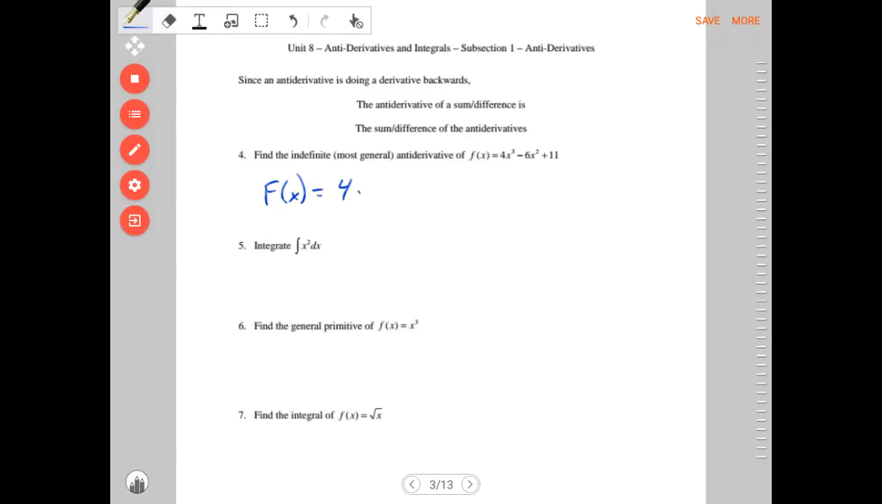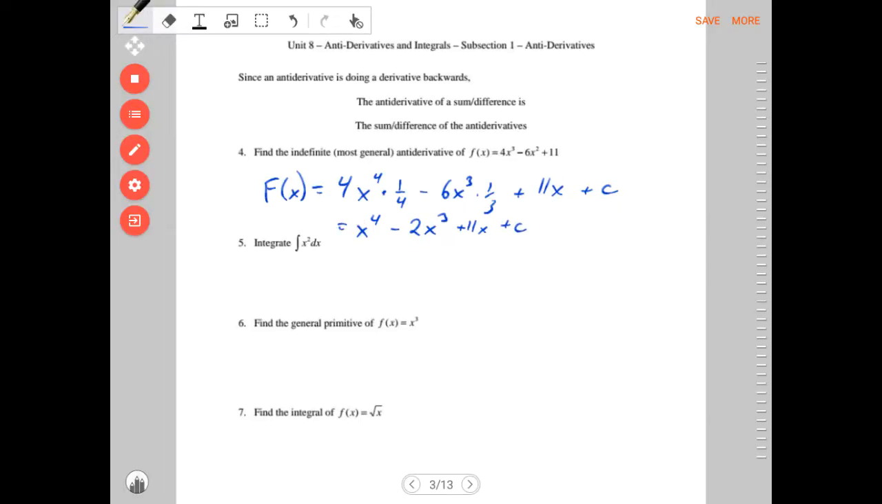So we got 4x cubed. That's going to be 4x to the 4th, times the reciprocal of the exponent, so times 1/4, minus 6x cubed times 1/3, plus 11x plus c. I wrote it really big so you guys could see it better. Of course, the 1/4 and the 4 cancel out, so you get x to the 4th. The negative 6 and the 1/3 reduce to a negative 2x cubed plus 11x plus c.